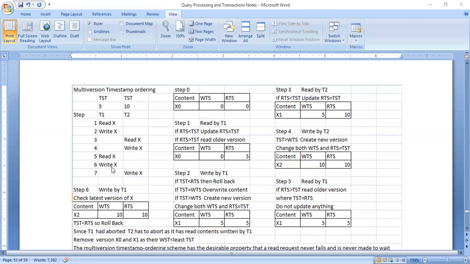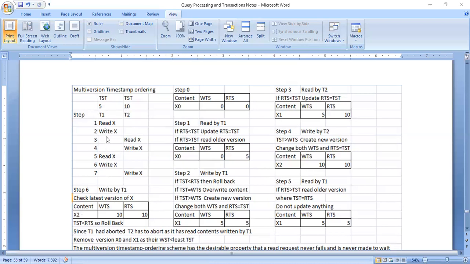Next, at step 6, we have a write X instruction, and whenever we perform a write X instruction, we check the latest version of X, because from there we have to update. So the latest version of X is X2 10 10. But this time the first condition, TS is less than RTS, holds. TS of this transaction is 5, which is executing the write, and the RTS here is 10. So this first condition holds true, so this will roll back. Since this condition is not satisfied, there is no new version or writing of content, and the first condition makes transaction T1 roll back.